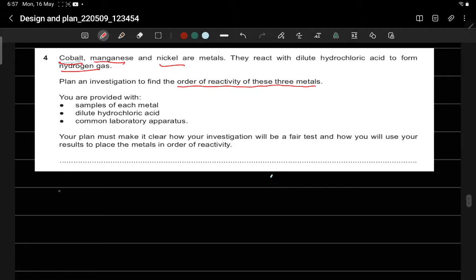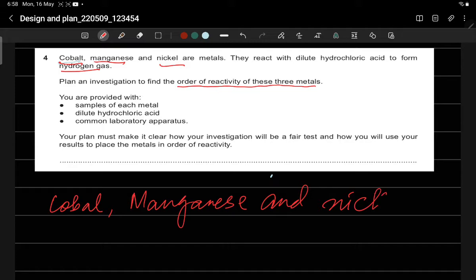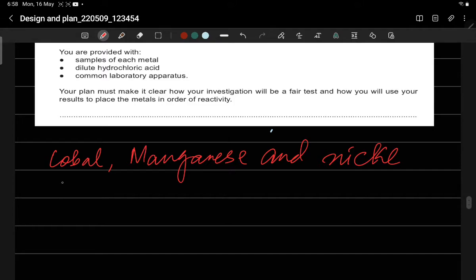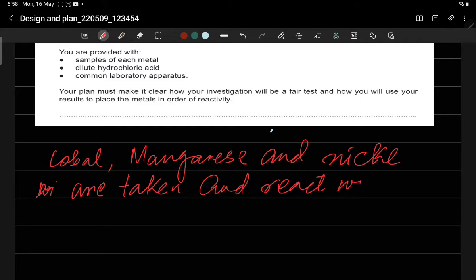So all the metals, cobalt, manganese and nickel, are taken and reacted with dilute hydrochloric acid.